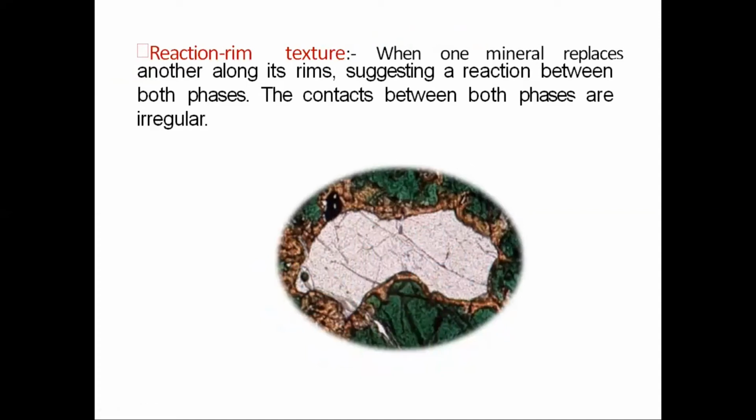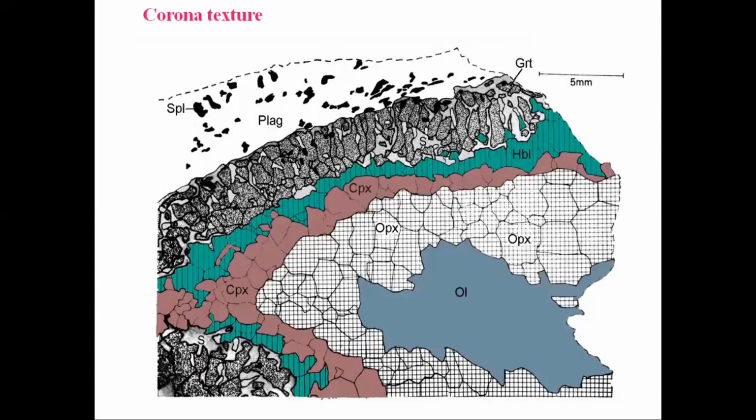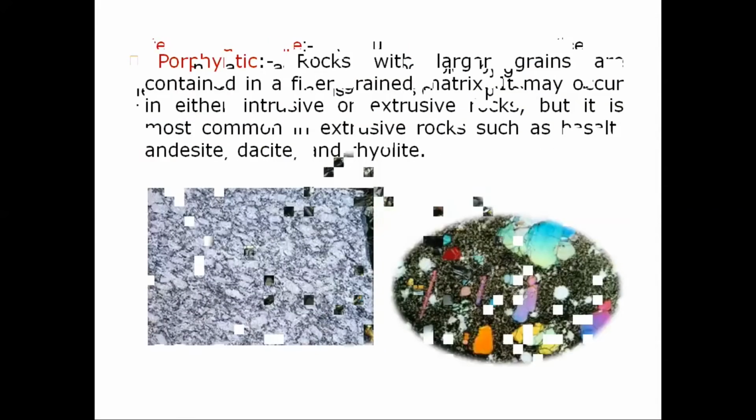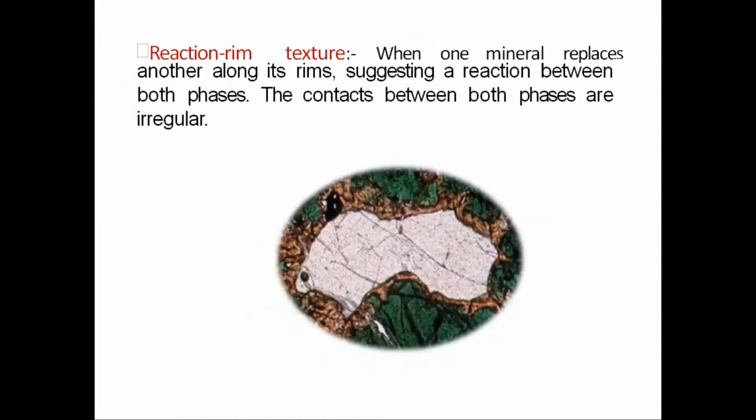Okay. And as you remember, we discussed one texture called the corona texture. The corona texture is also a reaction between one mineral and another when they are growing at the same time during metamorphism. The texture that we are going to do, the reaction rim texture, is very similar to the corona texture.